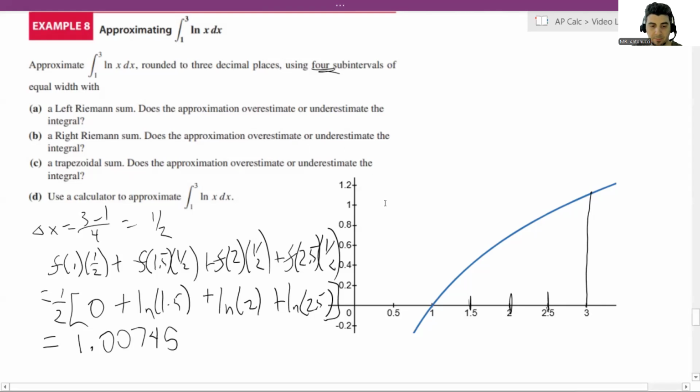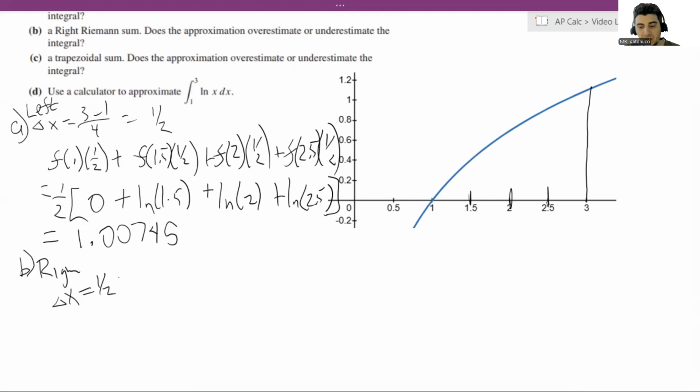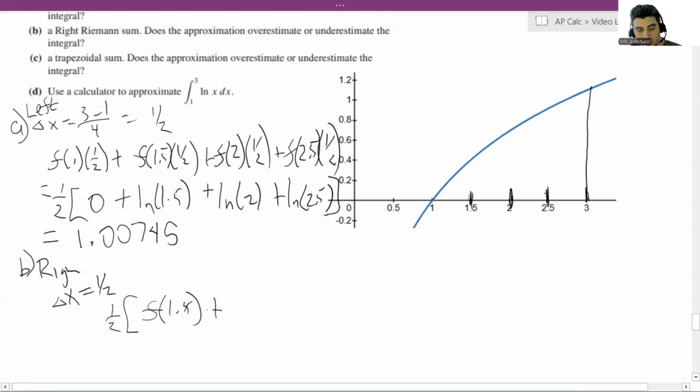1.00745. Okay. Now, that's part A, that was left. Part B is the right. Delta x is still going to be 1/2. But notice if we use the right endpoints, three of them are the same, the 1.5, the 2, and the 2.5, but then we're going to use 3. So it's going to be 1/2 f of 1.5 plus f of 2 plus f of 2.5 plus f of 3.